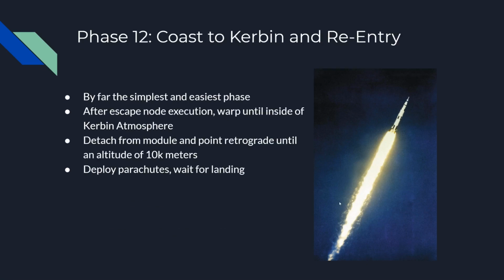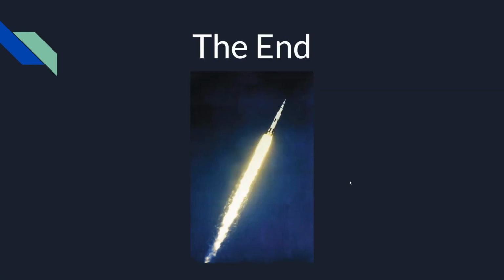And then lastly, once we finish that burn, we'll begin phase 12, which is just coasting all the way until we're in the Kerbin atmosphere. Once we do that, we detach and wait until we're low enough, at least 10 kilometers. Then we deploy the parachute and just wait for landing. So that's it. The rest of this is just going to go through phases 10 through 12 because they're pretty simple and they follow through.